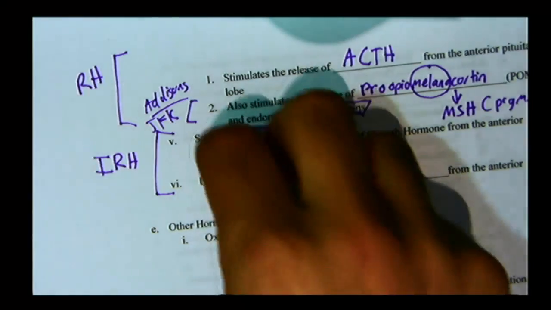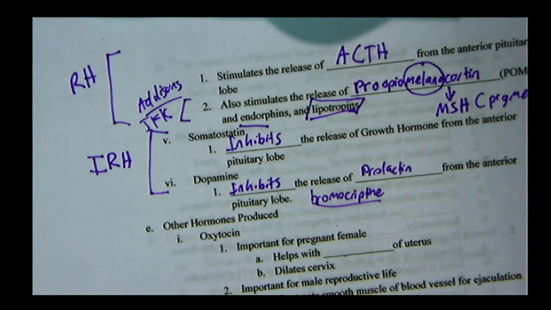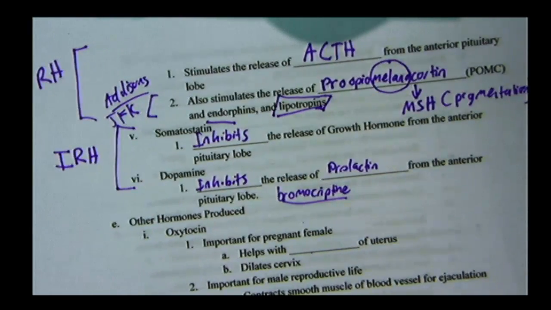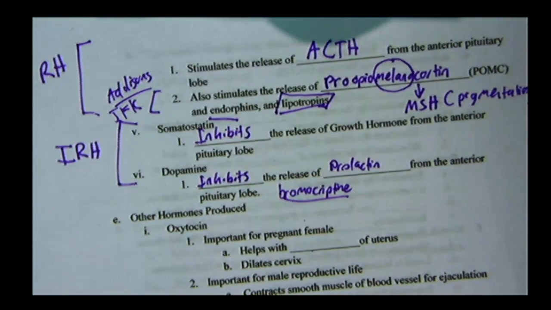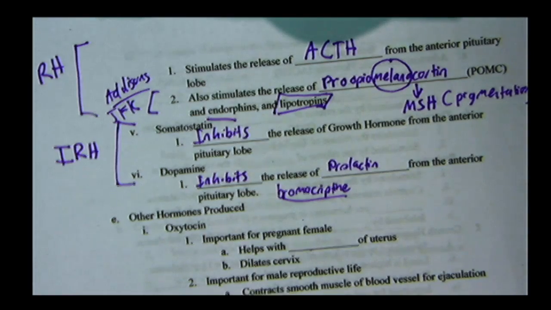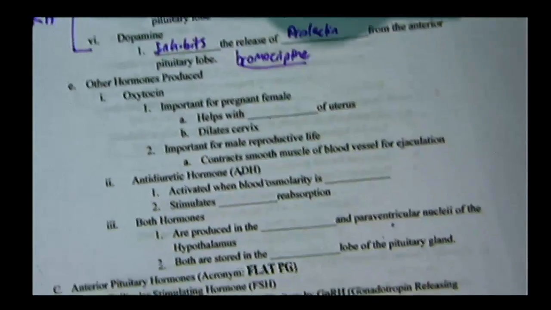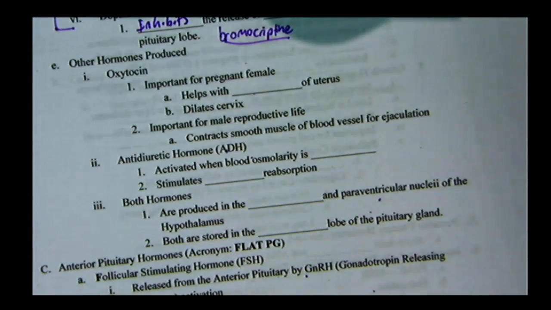So now we're at other hormones produced in the hypothalamus. So one is oxytocin. It's important for pregnant females. It helps with what of the uterus? Contraction. It also dilates the cervix, which is important. It's important for male reproductive life. It contracts smooth muscle and blood vessels for ejaculation.